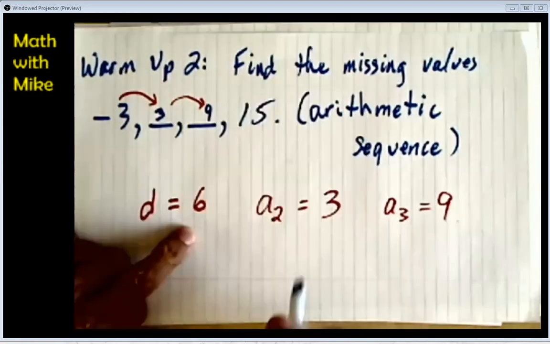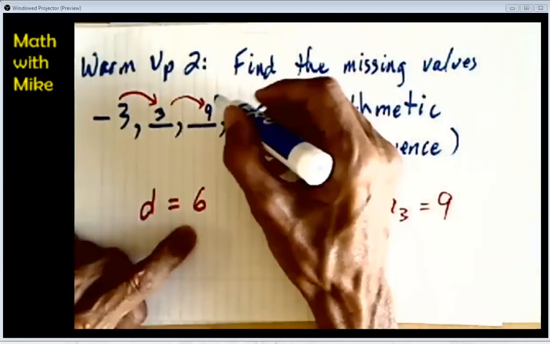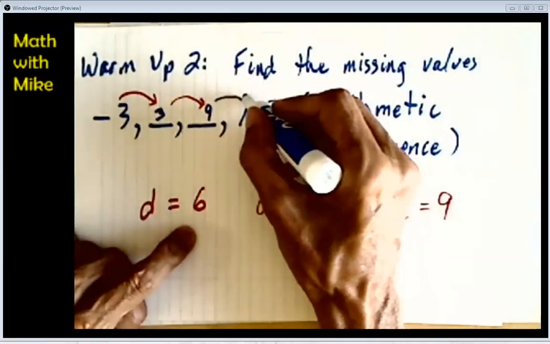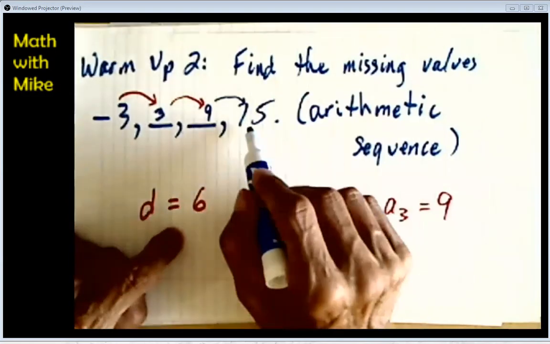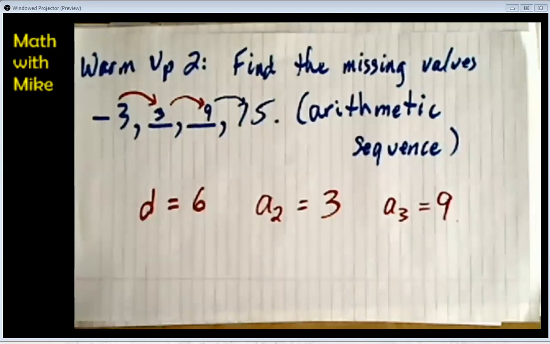And you can always check by doing the last jump there. 9 plus 6, what does that give? 15, right? So you should end up there at the end if it all works out.